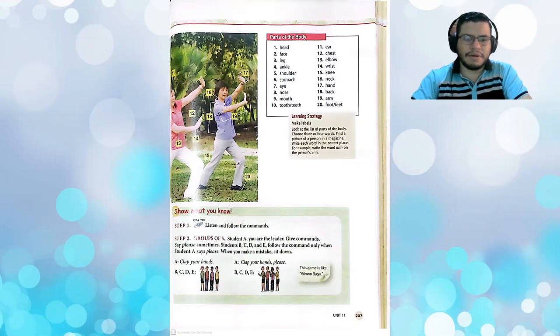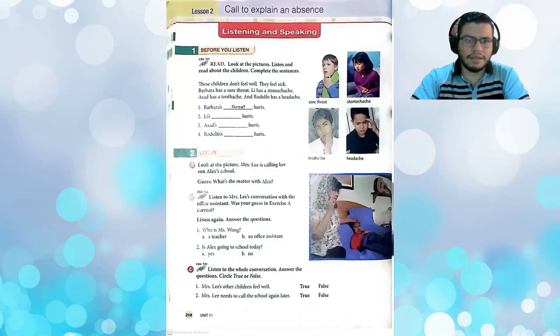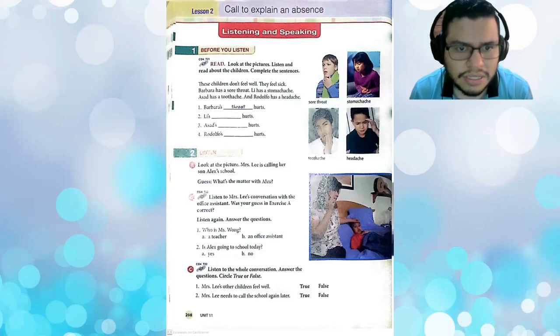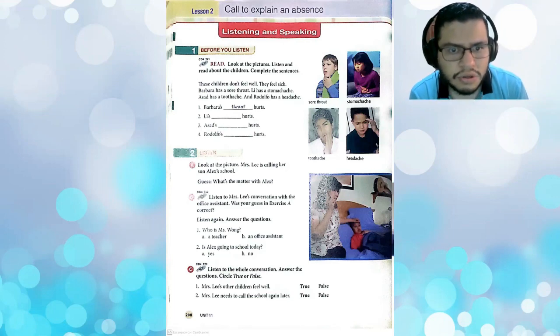Okay? Lesson number 2 is related with what? Here we have lesson number 2, call to explain an absence. We're repeating, call to explain an absence. Listening and speaking. We have read, look at the pictures, listen and read about the children. Complete the sentences. We have the vocabulary: sore throat, stomachache, toothache, headache. Let's go listening one by one from the audio number 21.